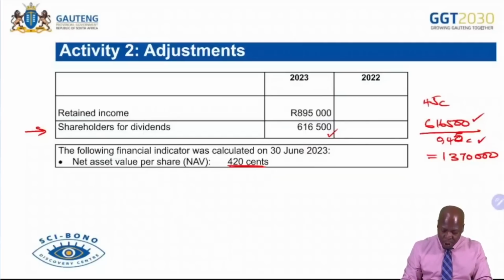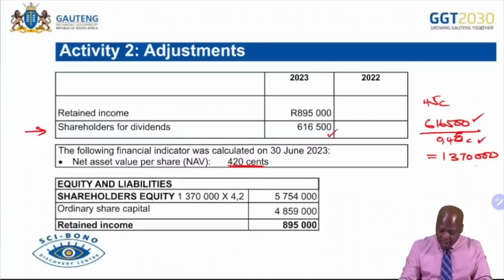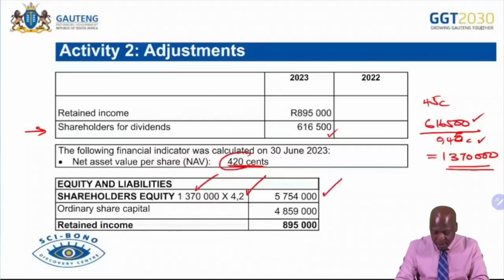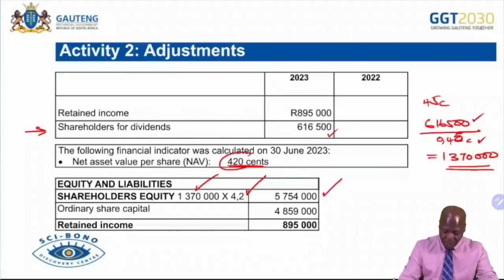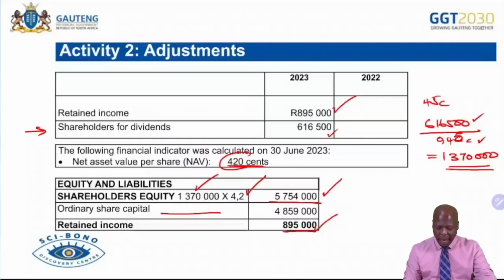So we had 1,370,000 shares when we were declaring final dividends, which therefore means if I want to get my shareholders' equity, I would take that number of shares, 1,370,000, and simply multiply it by my NAV, which is 4.2. Then I end up with 5,754,000. Once I have that, it is easy because remember I have my retained income here. Then I can simply say my shareholders' equity, which is 5,754,000 minus 895 to get your 4,859,000.